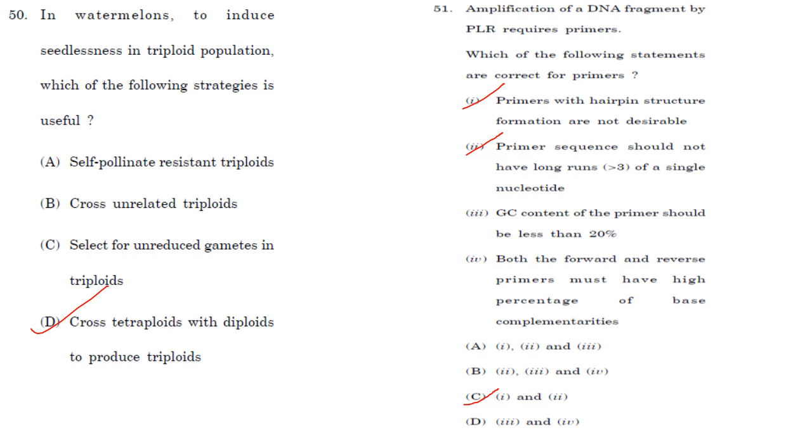Both the forward and reverse primers must have high percentage of base complementarities. If that is the case, then the forward primer and reverse primer will form hydrogen bonds among themselves, and they will not bind to your target DNA. You will get primer dimers. So the answer here is option C, 1 and 2.